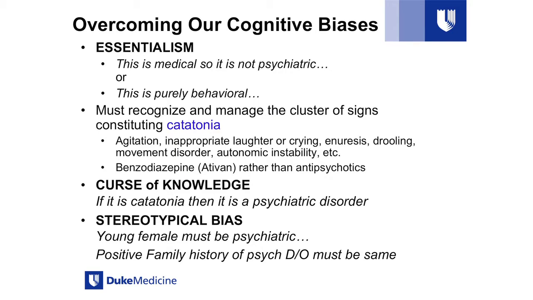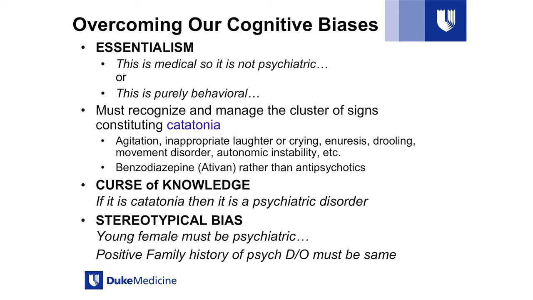So I want to focus on one slide on what may prevent us to be able to move in that direction, and focus on our cognitive biases that may be working against us. The first one that I would identify is essentialism. Essentialism is the belief that any entity is defined by its essence.